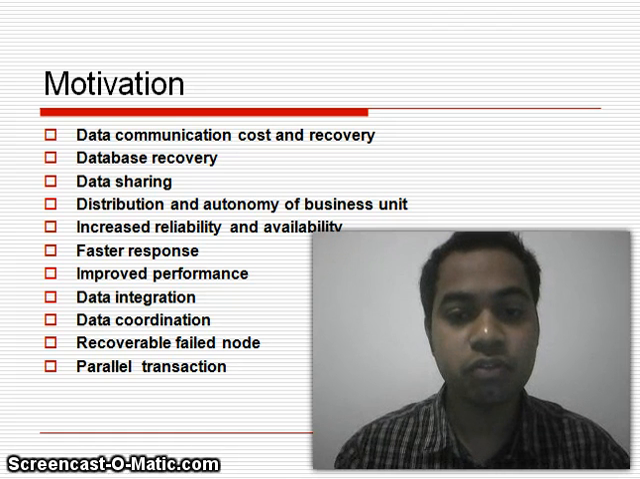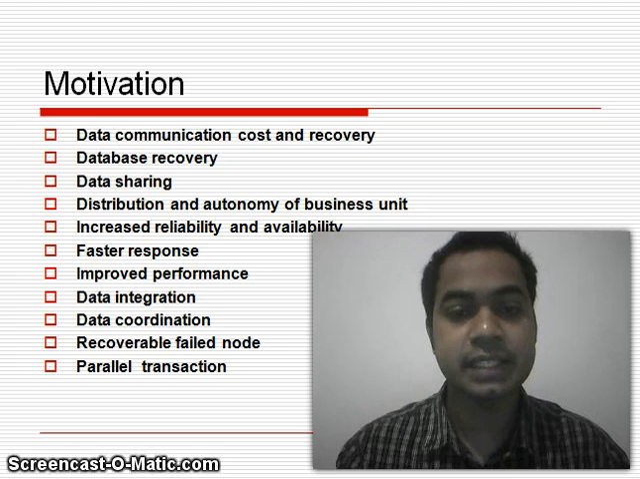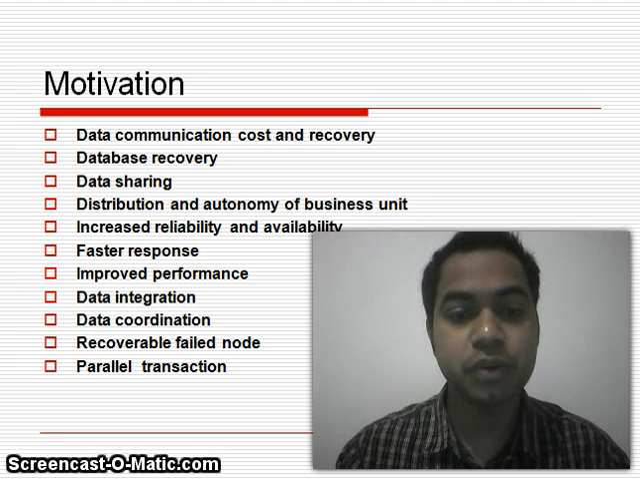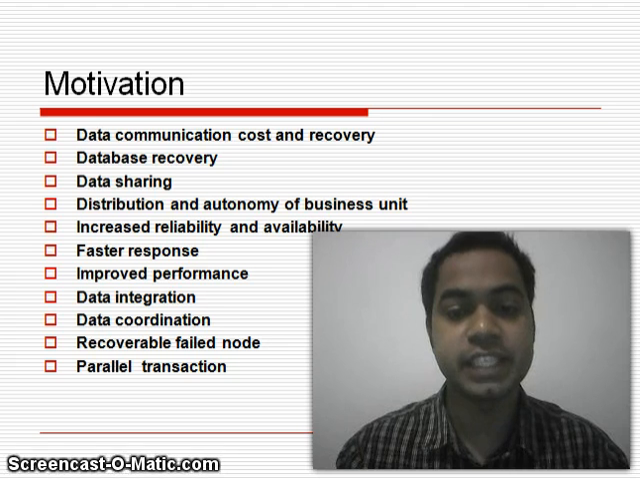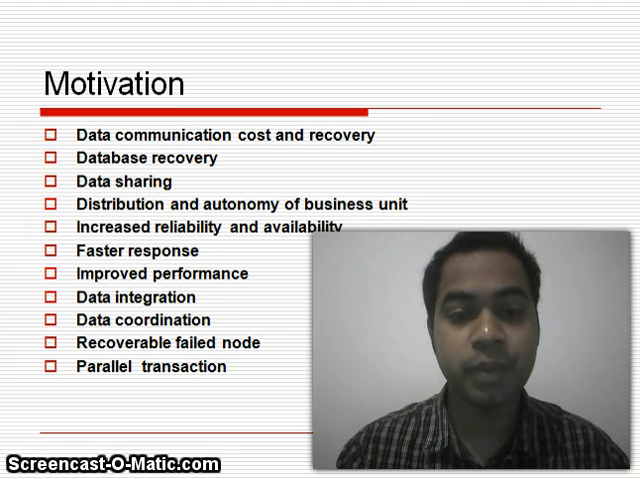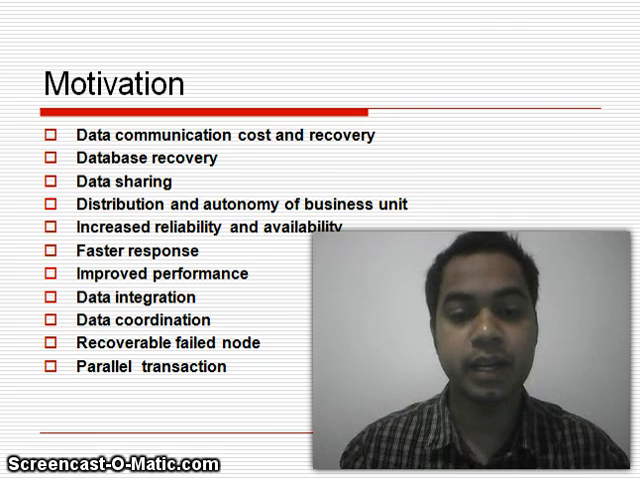In concurrency control, there are some motivations such as data communication cost and recovery, database recovery, data sharing, distribution and autonomy of business units, increased reliability and availability, faster response, improved performance, data integration, data coordination, recoverable failed nodes, and parallel transactions.